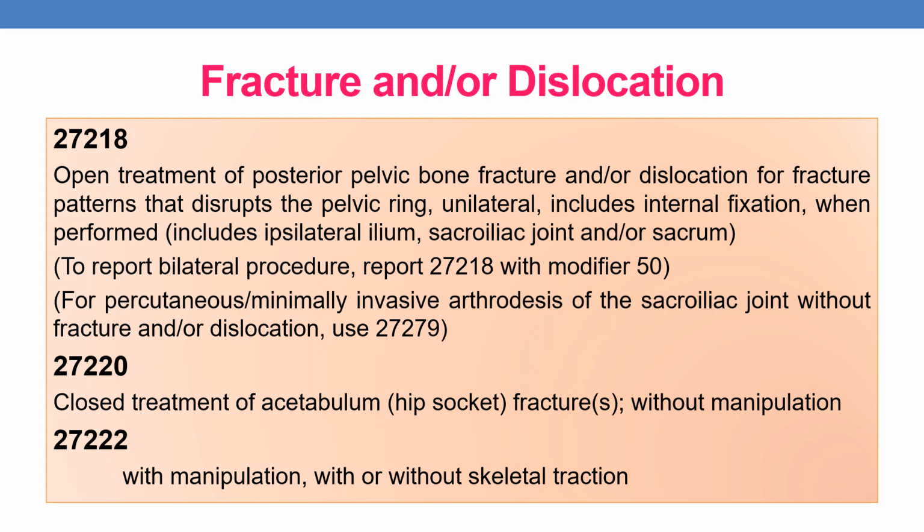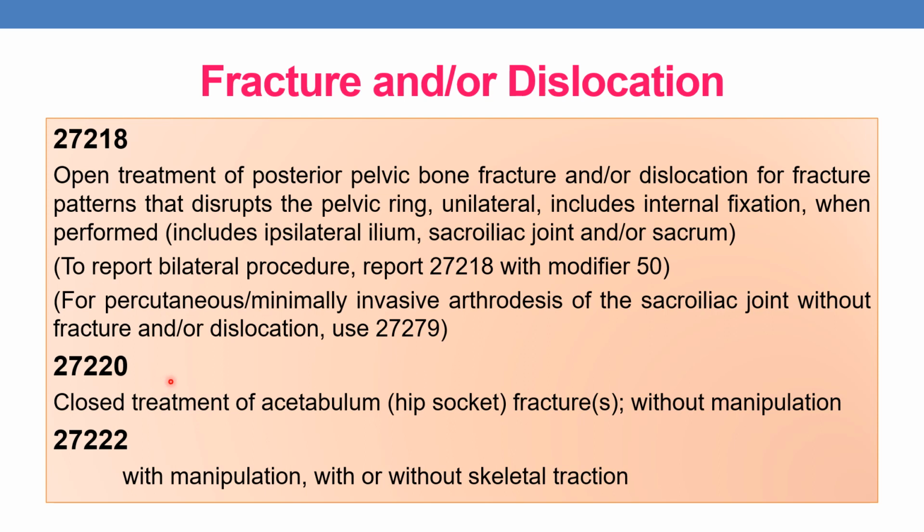The next CPT is 27218. It deals with open treatment of posterior pelvic bone fracture. Previously, it was anterior pelvic bone fracture. So, 27218 deals with open treatment of posterior pelvic bone fracture and/or dislocation for fracture patterns that disrupt the pelvic ring. Unilateral includes internal fixation when performed. It includes ipsilateral ilium, sacroiliac joint and/or sacrum. And to report bilateral procedure, report 27218 with modifier 50. And for percutaneous, minimally invasive arthrodesis of sacroiliac joint without fracture and/or dislocation, you need to use 27279.